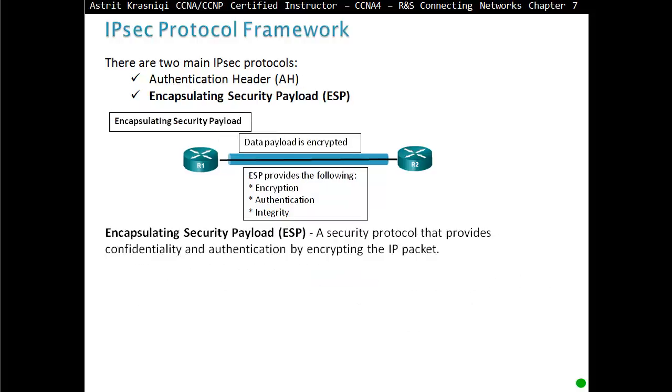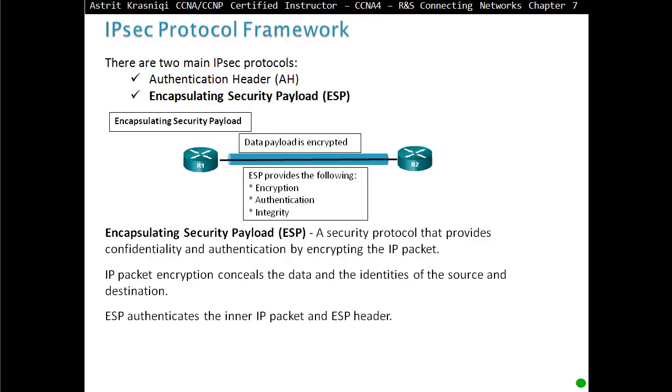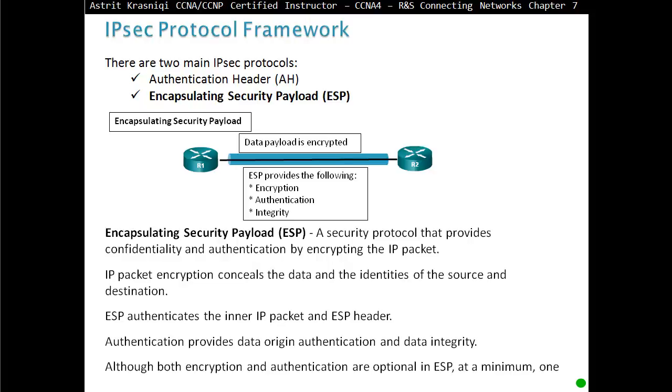ESP is a security protocol that provides confidentiality and authentication by encrypting the IP packets. IP packet encryption conceals the data and the identities of the source and destination. ESP authenticates the inner IP packet and ESP header. Authentication provides data origin authentication and data integrity. Although both encryption and authentication are optional in ESP, at the minimum, one of them must be selected.